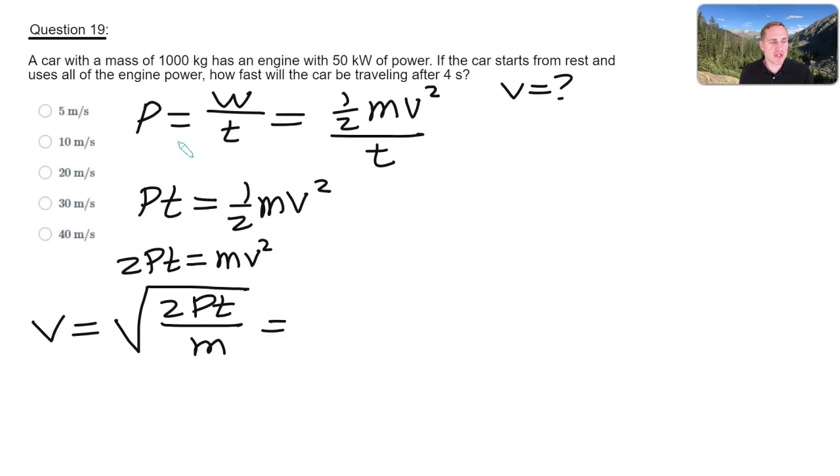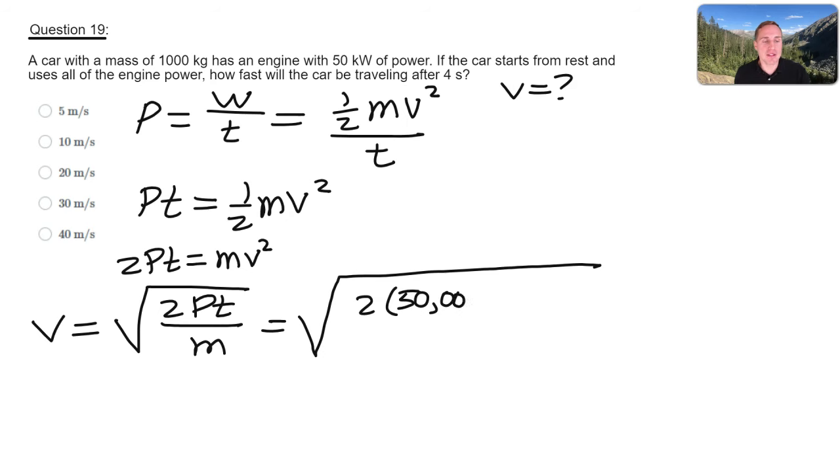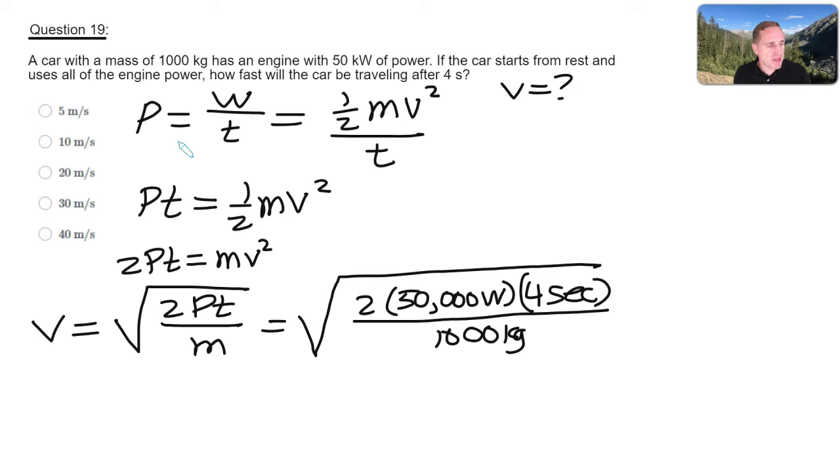So let's put all the numbers in. So we've got 2 times the power. Now be careful. This power is in kilowatts. It needs to be in SI units of watts. So that'd be 50,000 watts because it's kilowatts. The time is 4 seconds. All right? Then divide by the mass of the car, which is 1,000 kilograms.